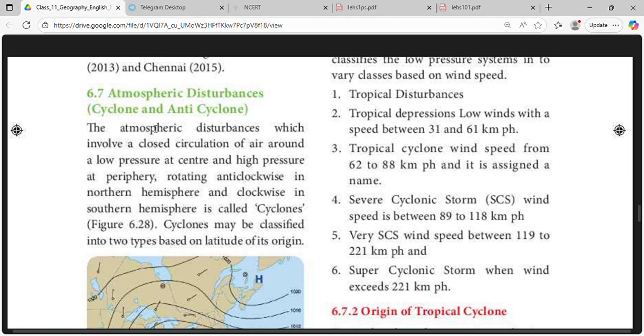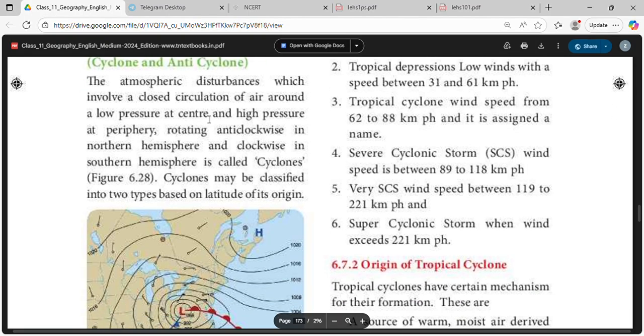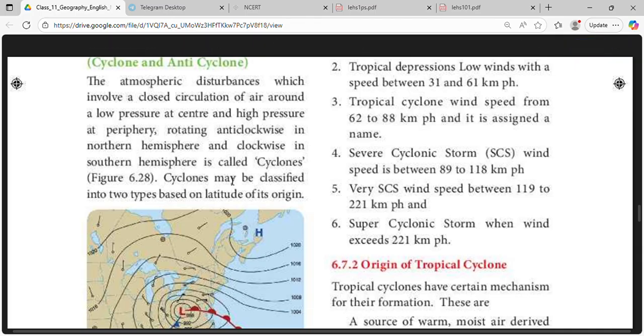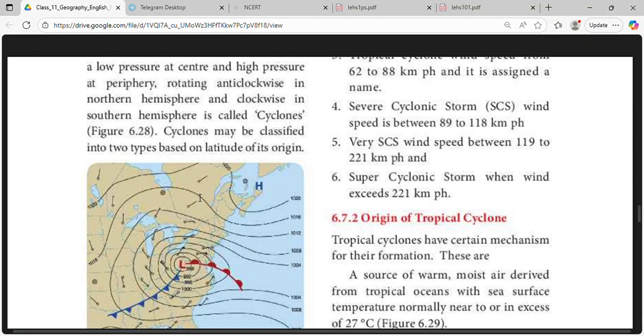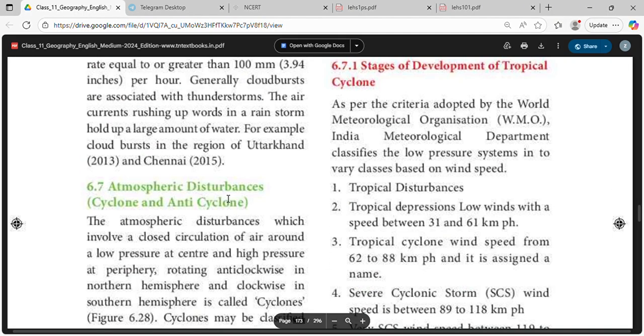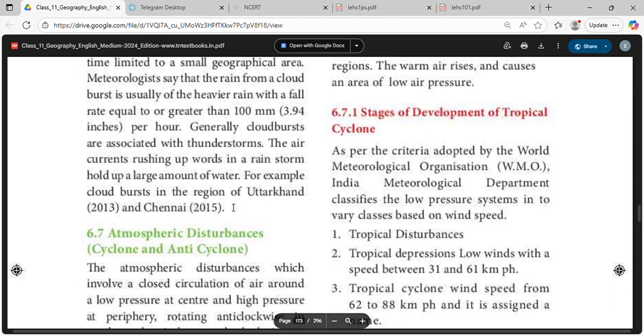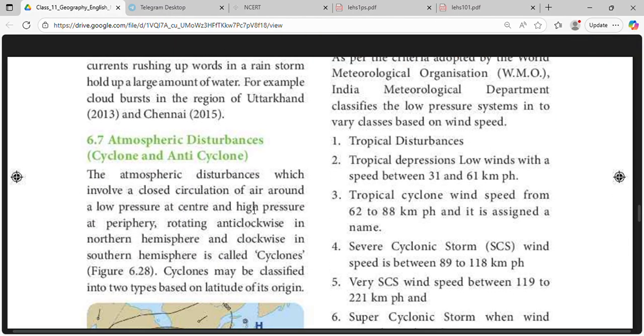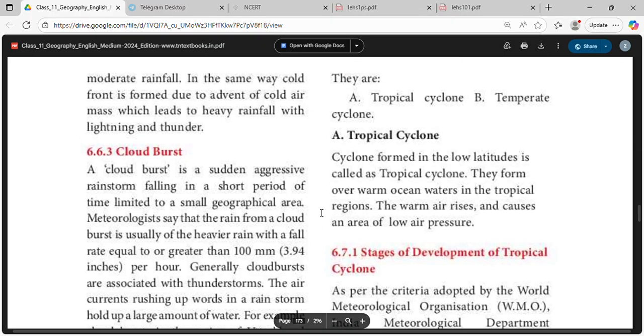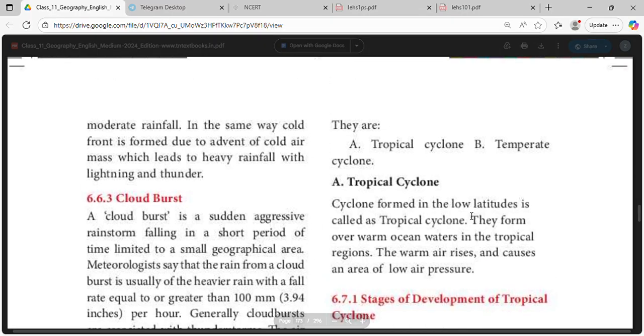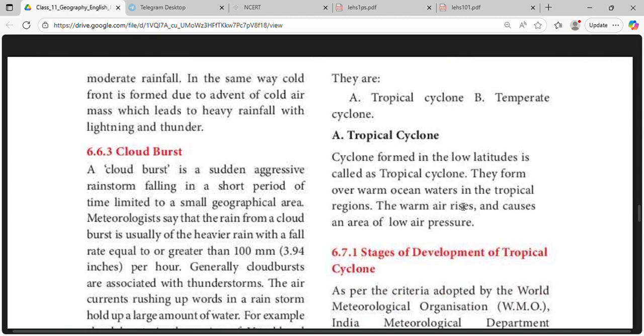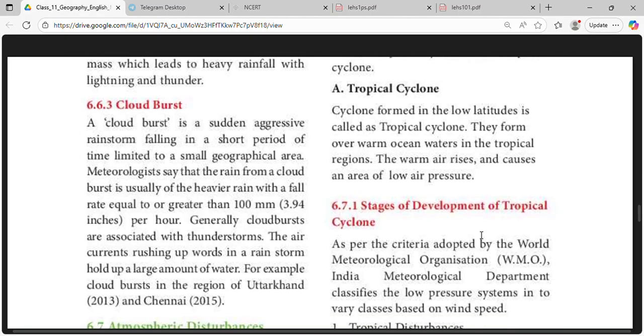Atmospheric disturbances are involved as closed circulation of air around the low pressure at center and high pressure at periphery, rotating anti-clockwise in the northern hemisphere and clockwise in the southern hemisphere is called cyclones. Cyclones may be classified into two types based on its origin and based on its latitude or longitude. The cyclone formed in low latitudes is called as a tropical cyclone. They form over warm ocean waters in the tropical regions. The warm air rises and causes an area of low air pressure.